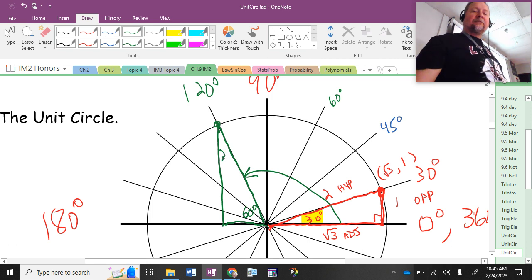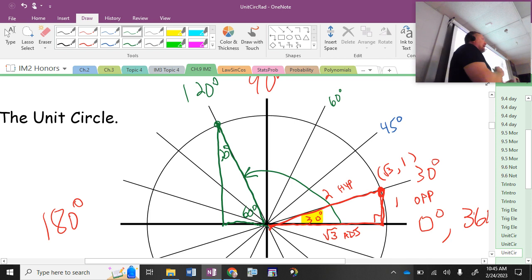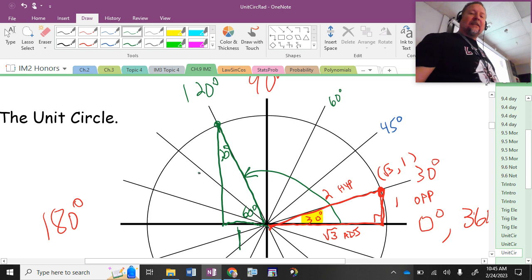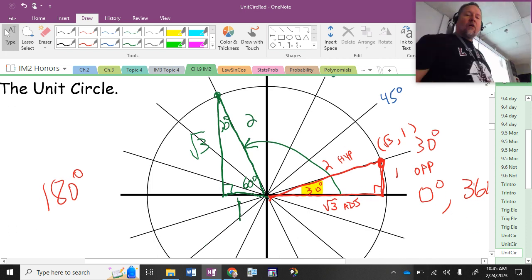By the way, what's the side opposite to 30? What number is the side opposite 30? 3, 2, 1, go. This is not going well. 1. What's the side opposite to 60? 3, 2, 1, go. Root 3. What's the side opposite to 90? 2. And then, wait a minute, something's wrong.